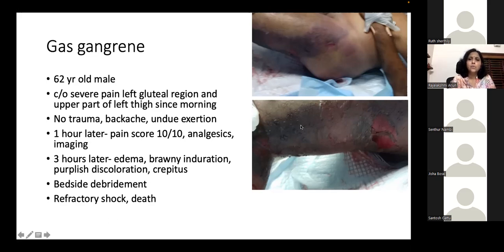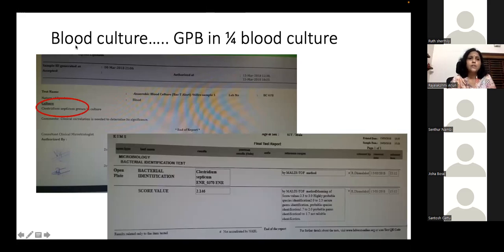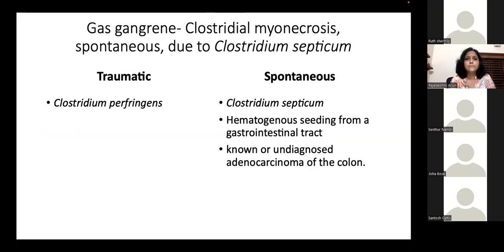As you can see, the brawny induration, the swelling, the purplish discoloration, with a crepitus, all suggestive of a very rapidly progressing myonecrosis classically seen in gas gangrene. Later on, his blood culture grew Clostridium septicum, and it was later confirmed by MALDI. So this is a case of Clostridium myonecrosis, which is spontaneous onset because there was no history of trauma. It is due to Clostridium septicum, and it differs from perfringens, which usually follows trauma. Septicum occurs spontaneously. It is hematogenous seeding from the GI tract in a known or undiagnosed adenocarcinoma of the colon.